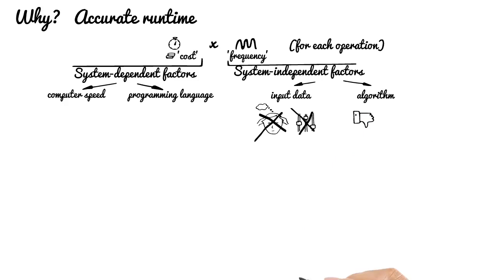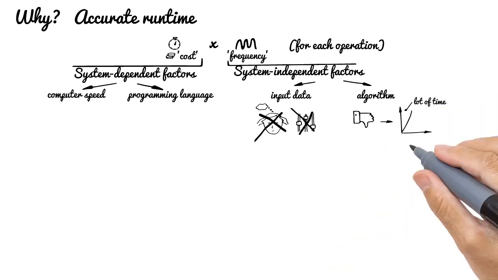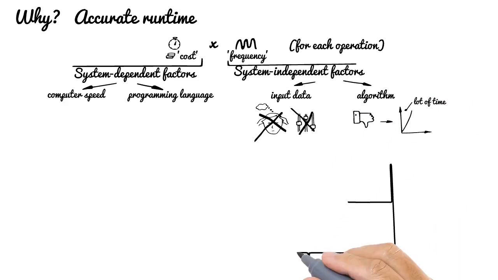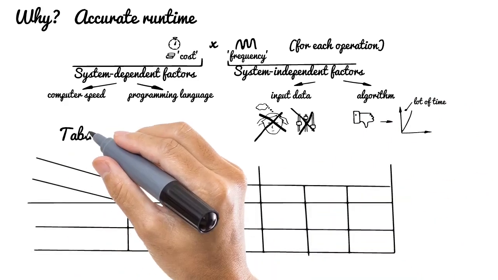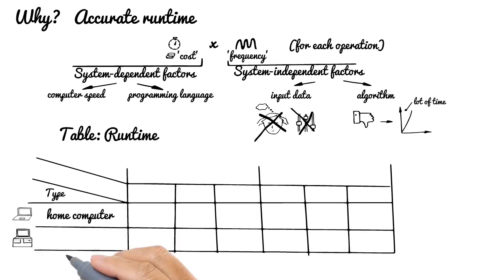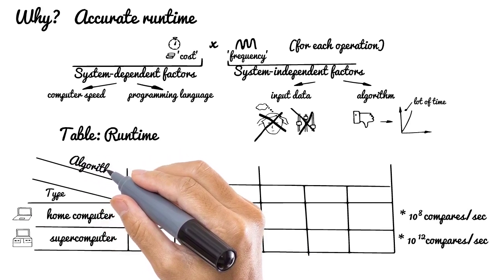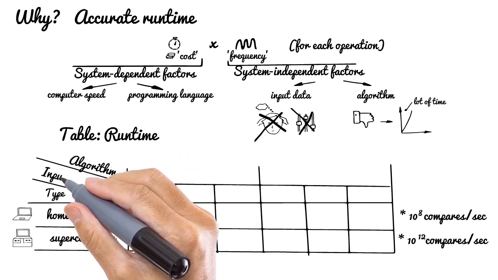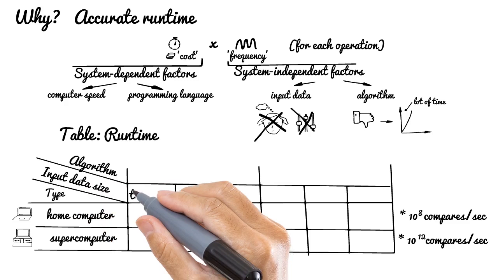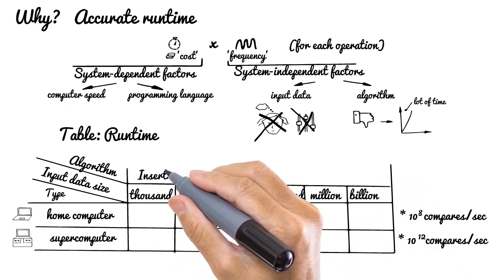But if you have a non-optimized algorithm with lots of operations, even a speedy supercomputer will spend a lot of time to execute the program. Let me provide a small table with measured runtime results for regular home computers and supercomputers with higher compute power, for two algorithms with different order of growth. We will discuss examples of different sorting algorithms later.